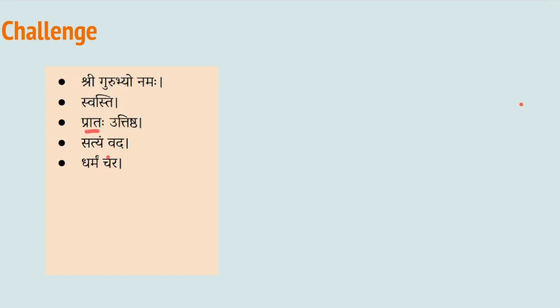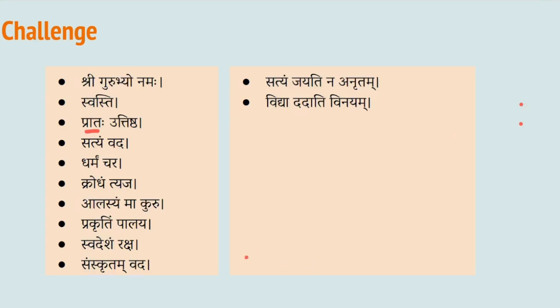What is this? Praptaha. Uttishtat. Satyam vada. Dharma chara. Sobham yajja. Okay. Alasyam ma kuru. Prakrutim palaya. Can you read this again?